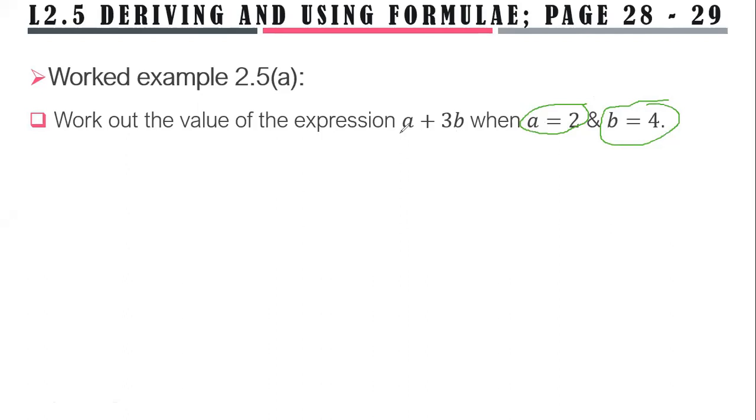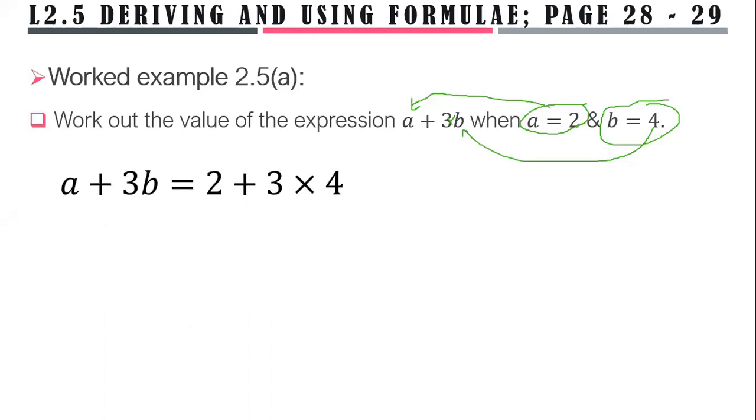So what will I do with this value? I'm going to replace, instead of A, I'm going to put what? 2. And instead of B, I'm going to put what? 4. And remember, between 3 and B, what do I have? Multiplication. It's not 34, it's 3 times 4. So how can I do that? Let's start doing it.